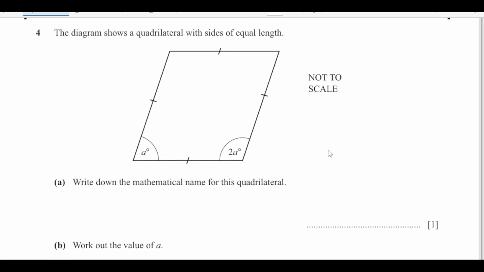Okay. Now number 4, the diagram shows a quadrilateral with the sides of equal length. So we have this quadrilateral having all the sides equal. Write down the mathematical name of the quadrilateral. Now we also have a quadrilateral like this, which has the same sides and all the angles are 90. So this is called a square. Now the angle is given as a and 2, it's not 90 degrees actually, so its name is a rhombus. Such a shape is called a rhombus.